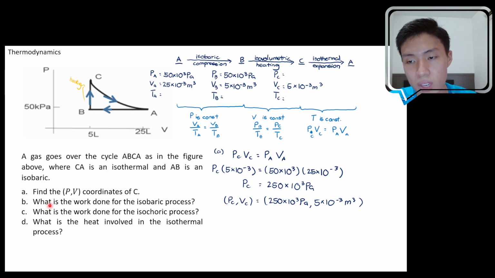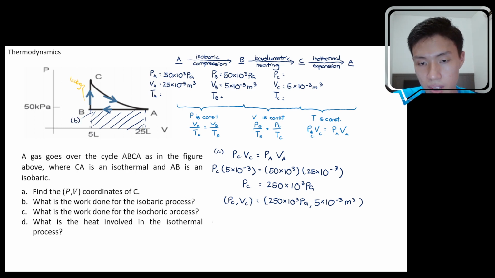Next, for question B, what is the work done for the isobaric process? Isobaric happens here. It happens between A and B. Between A and B, this is the line. You are going to find the area under the graph from A to B. So this is the area that we are finding. But again, you have already derived the equation, so you can just use the equation that you have derived from the concept lesson.